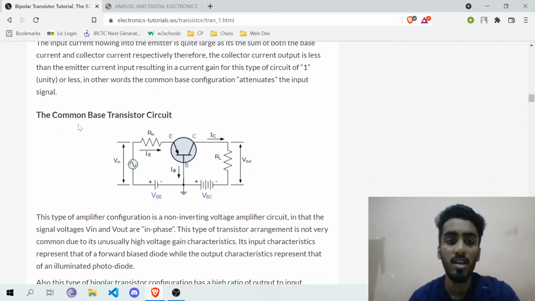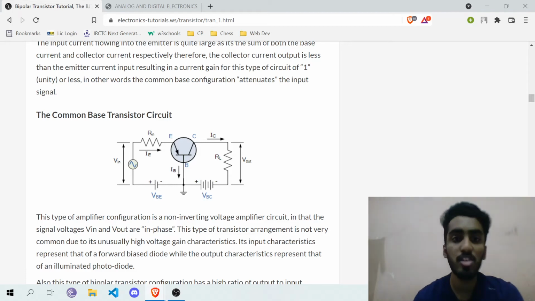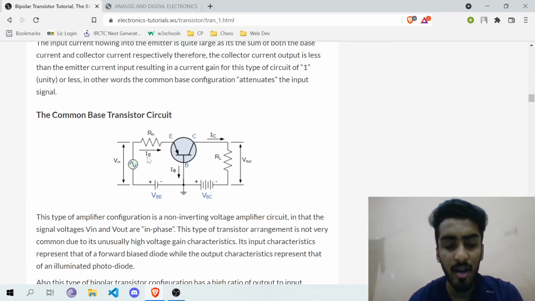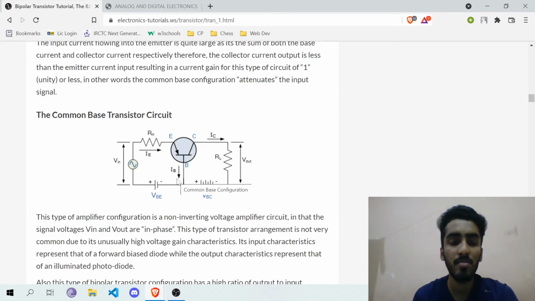Here we can see the circuit of the common base transistor circuit. Here the base is grounded. We can see that IE is equal to IB plus IC, and the current gain is the ratio of the collector current to the emitter current. As we can see, the emitter current is the sum of the collector current and the base current. So obviously, as the denominator is large, the value of the current gain in a common base transistor circuit will be less than 1.